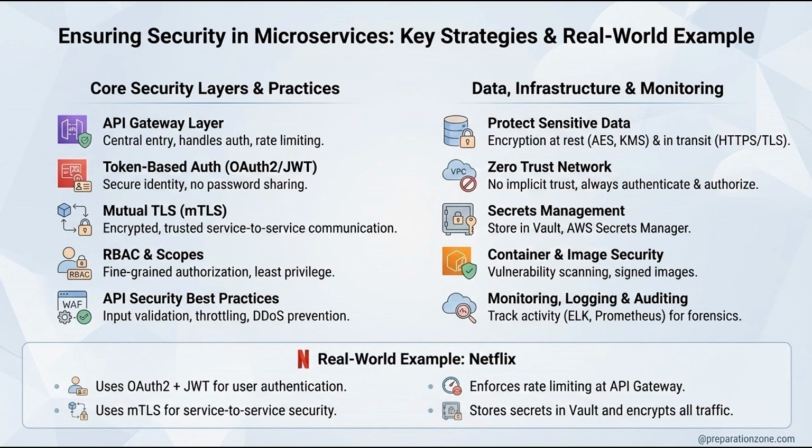A great example is Netflix. They use OAuth and JWT for user identity and mutual TLS for internal service communication, strict rate limiting at the API gateway, and central secret management. Everything is encrypted end to end, and their monitoring stack catches issues before customers even notice. So, in short, strong layered security isn't optional. It's essential for keeping microservices resilient and trustworthy.